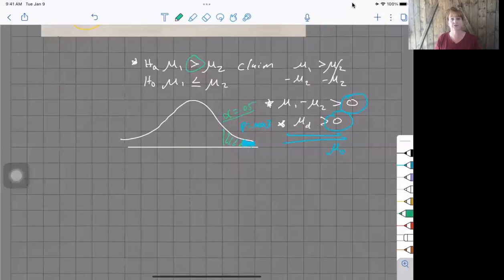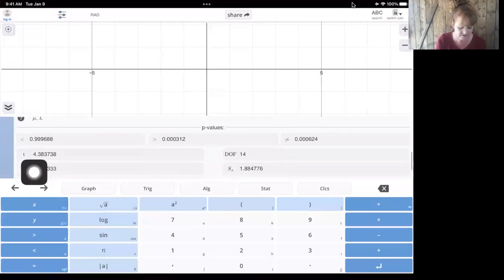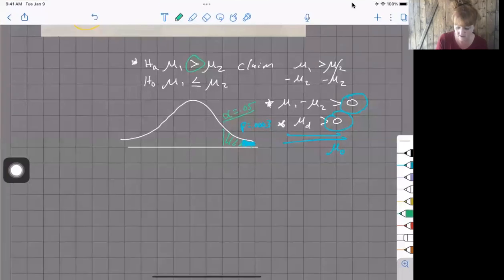Now, if you're asked for your critical values, let's look at that. From Classcalc, my standardized test statistic is going to be 4.38. That's on your TI too, 4.38.